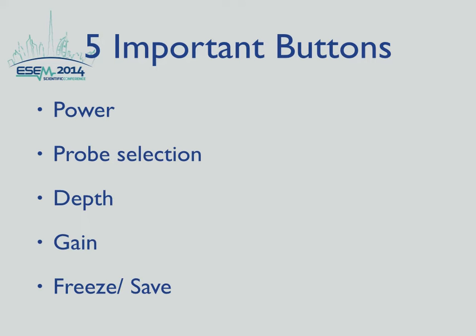So the important buttons in an ultrasound machine that we're going to go through are the power, probe selection, the depth button, gain, freeze, and save. It's important that you go back to your department and check your ultrasound machine and get familiar with these buttons, because that's going to help you with your image acquisition and getting proper good quality ultrasound images.